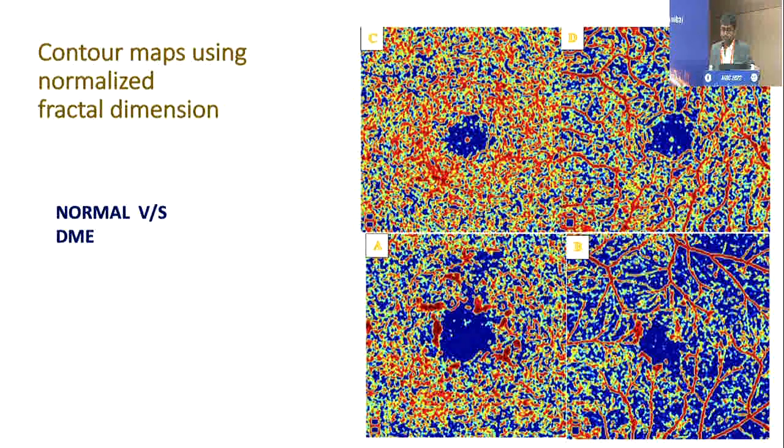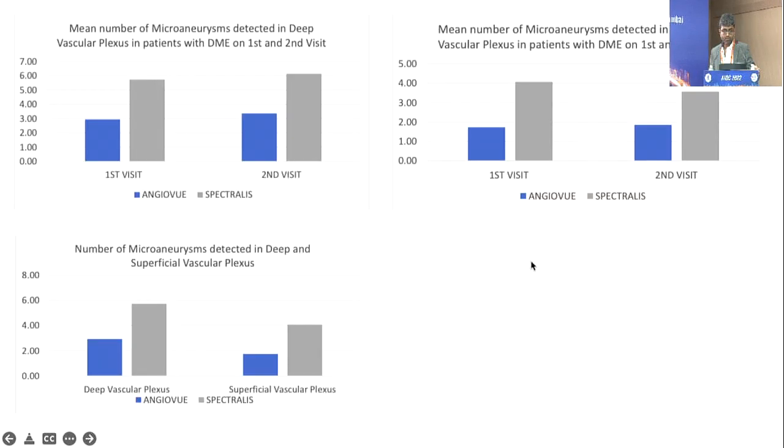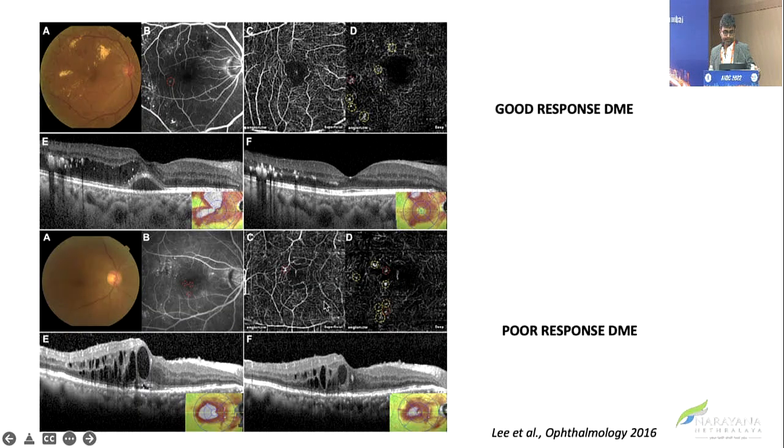Our in-house team had developed this, the local fractal dimension. So we can see the spacing between large and small vessels, FAZ, and the vascular density also. So these were the changes. Spectralis somehow was more able to detect these aneurysms when compared to OptoView.